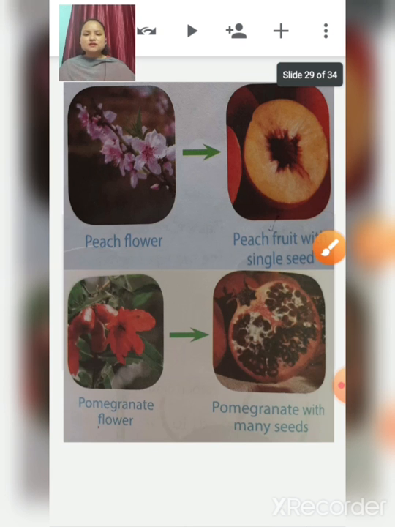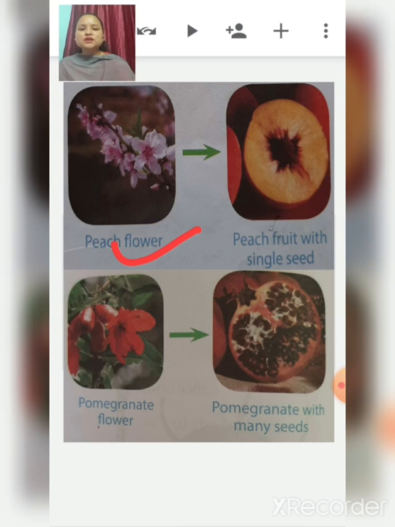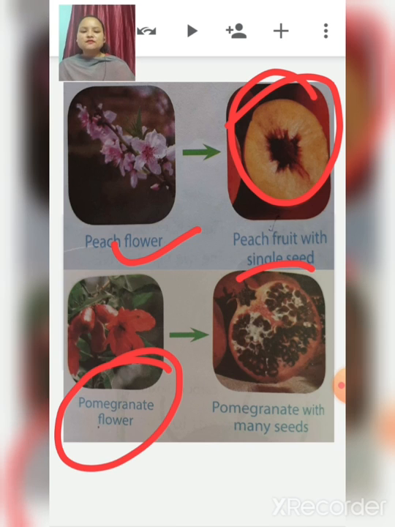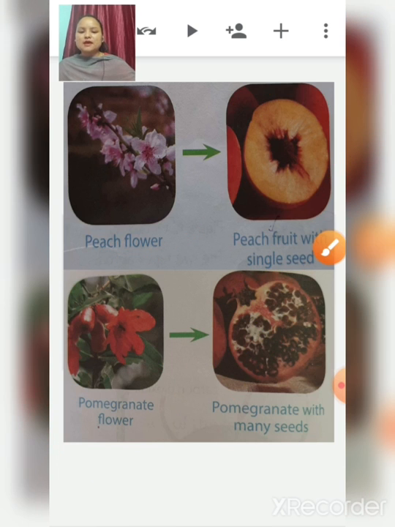You all have eaten this fruit, right? So you all know. So this is a peach flower, and from the peach flower what do we get? Peach fruit with a single seed. This is a pomegranate flower, and this is a pomegranate with many seeds.